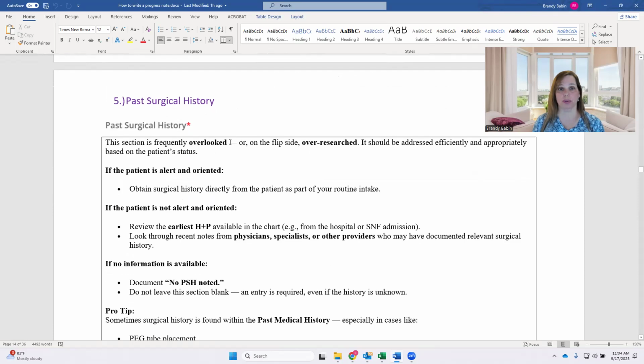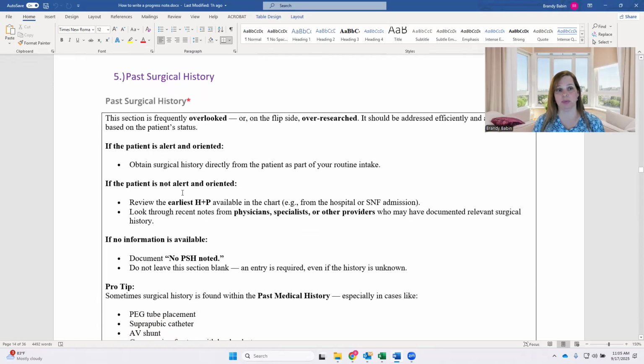So this section is frequently overlooked or over-researched, meaning you're telling your RVP that the patient isn't able to communicate, and I spent an hour looking up the social history or the surgical history or something like that. That's not what we're doing. So first of all, if the patient's alert and oriented, we should ask what their surgical history is. We should ask them if they have their tonsils, their appendix, their gallbladder, and their uterus. Some people don't associate those things with surgeries. They're thinking of cardiac surgeries.